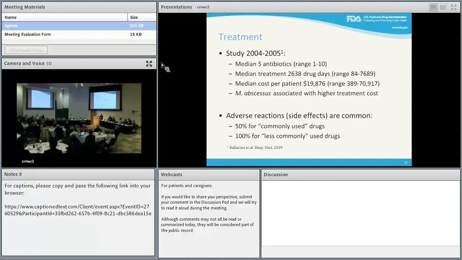So the number of antibiotics used is rather large for a long treatment time, but the side effect profile is also significant. In this same study, adverse reactions were reported in 50% of patients receiving the commonly used drugs, and in everybody who used the less commonly used drugs.